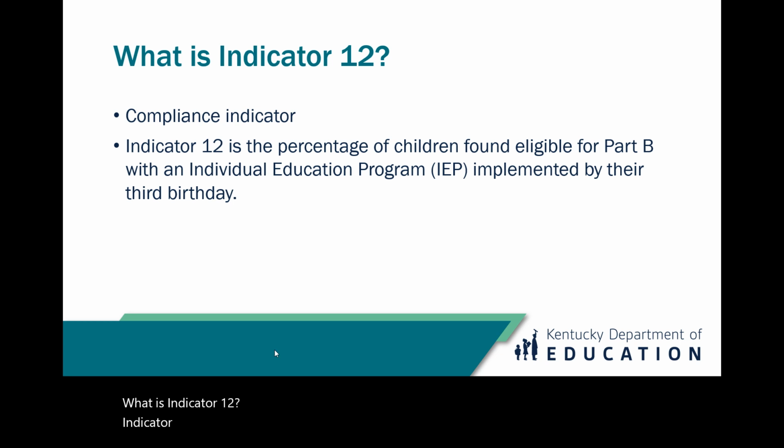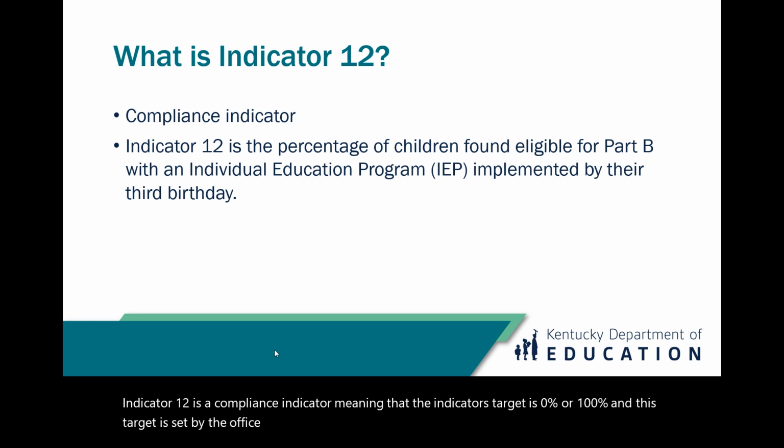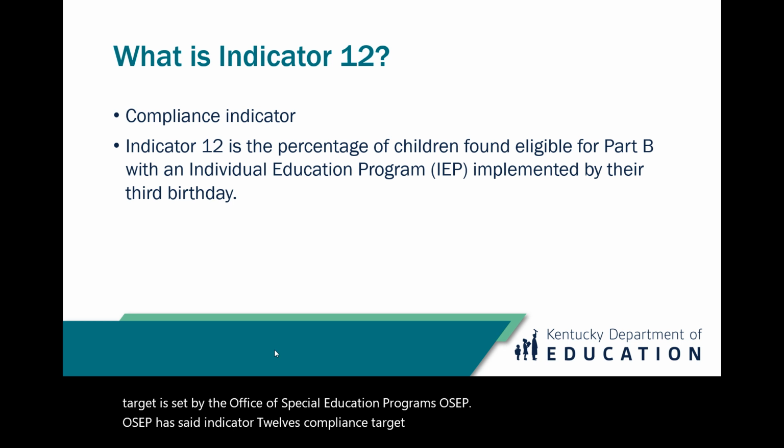Indicator 12 is a compliance indicator, meaning that the indicator's target is 0% or 100%, and this target is set by the Office of Special Education Programs, OSEP. OSEP has set Indicator 12's compliance target to 100%.